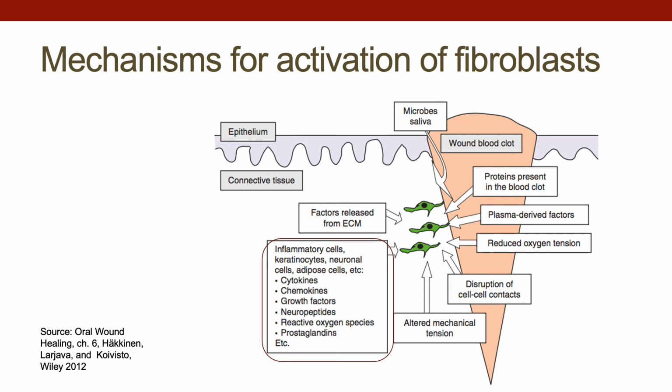that can activate the fibroblasts. Altered mechanical tension can actually activate them, or disruption of cell-cell contacts, or reduced oxygen tension due to the blood vessels being disrupted. Plasma-derived factors or proteins present in the blood clot can activate them. We've seen how platelets release some substances out of their platelet granules, and then it could be microbes coming in from the saliva that activate the fibroblasts.